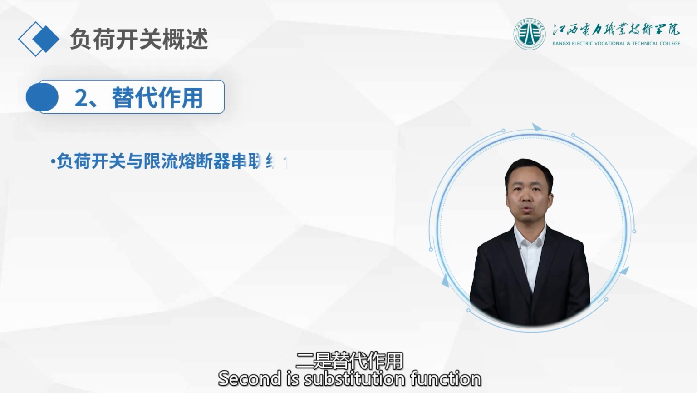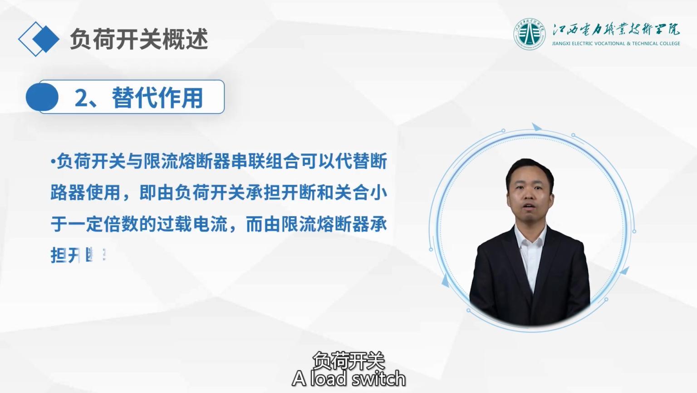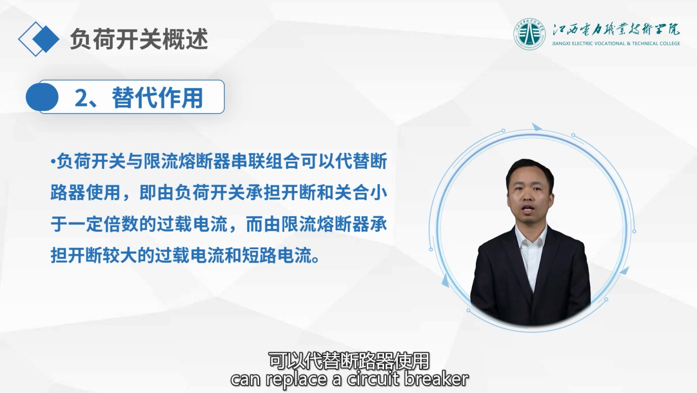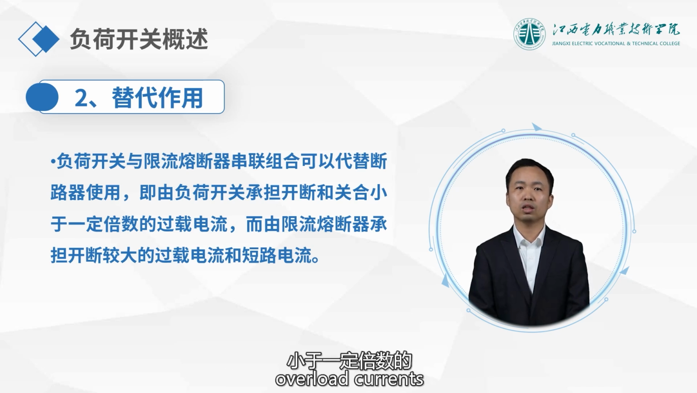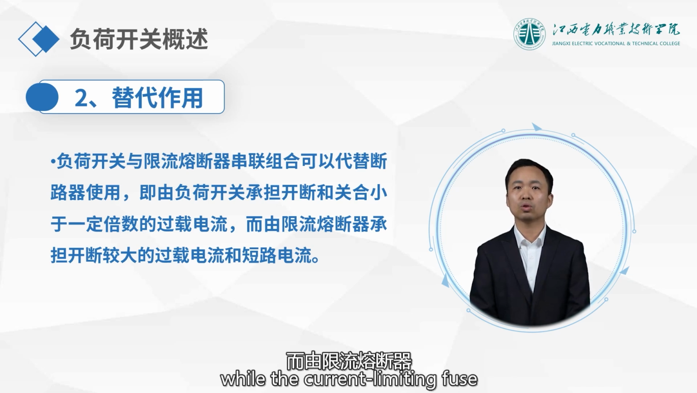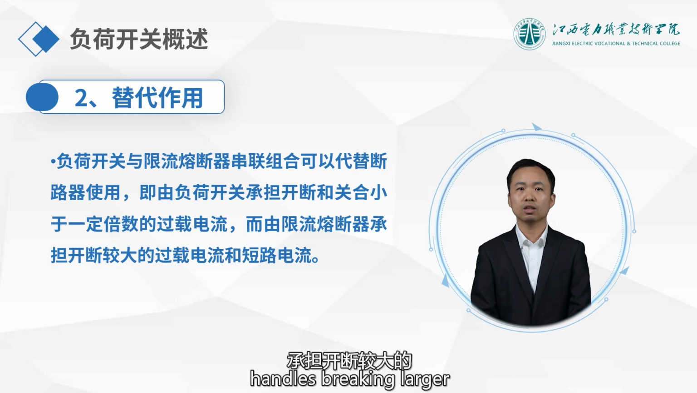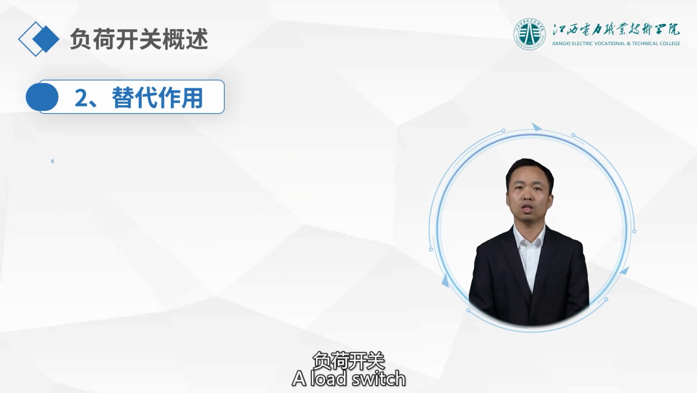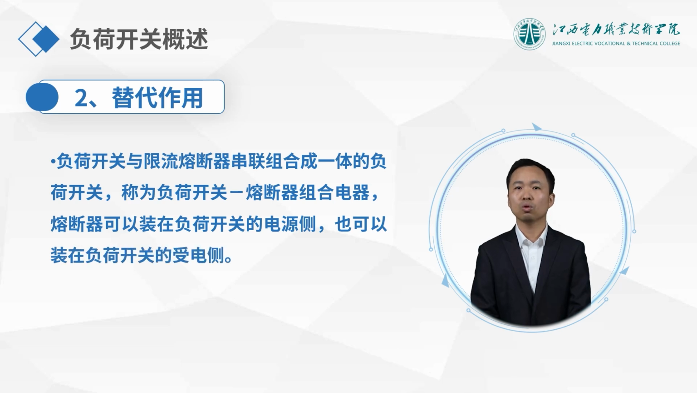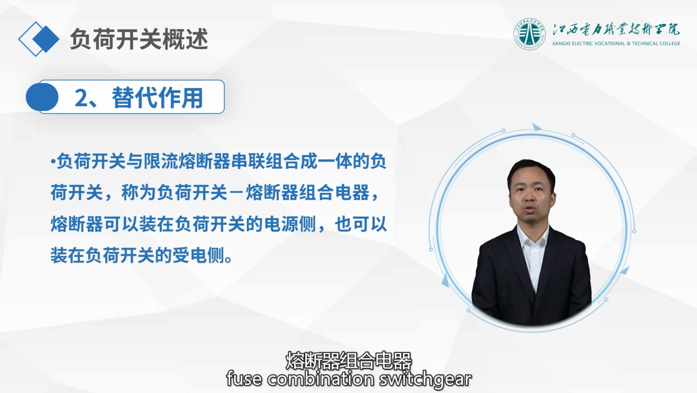Second is substitution function. A load switch in series with a current-limiting fuse can replace the circuit breaker, and the load switch handles breaking and closing overload currents less than a certain multiple, while the current-limiting fuse handles breaking large overload currents and short-circuit currents. A load switch in series with a current-limiting fuse is called a load switch fuse combination switchgear.